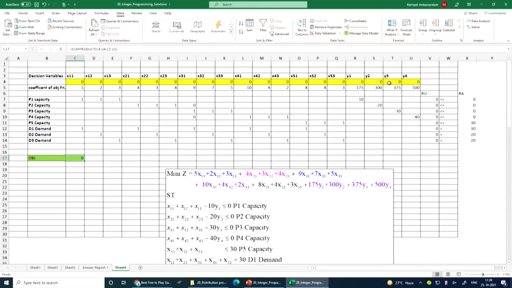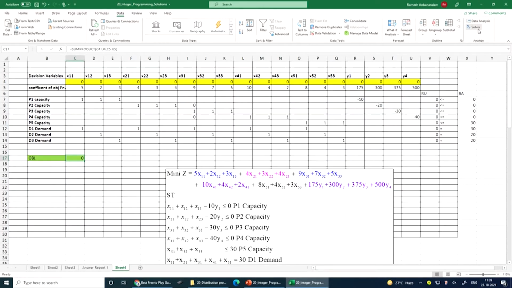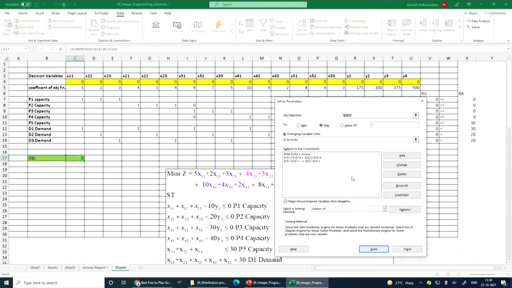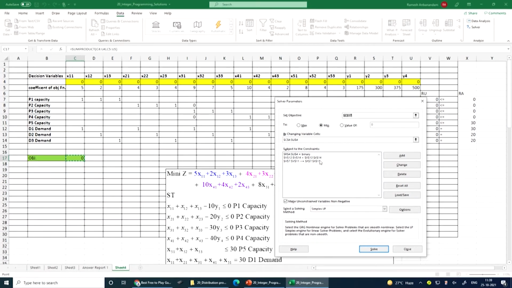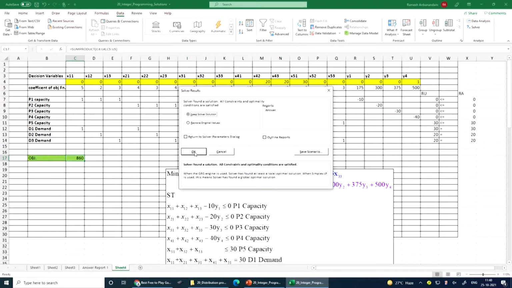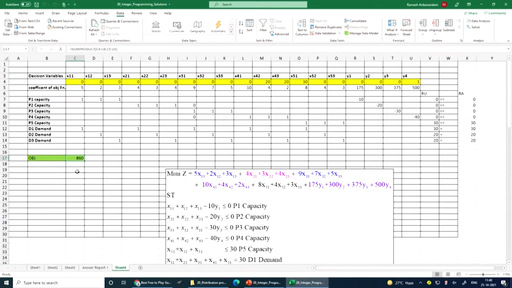So Data, Solver. This is minimization type. You see the constraint R4 to U4 is the binary constraint. All other constraints are as usual. Capacity constraints are less than or equal to, and demand constraints are equal to type. When I solve it, the value of the objective function is 860.